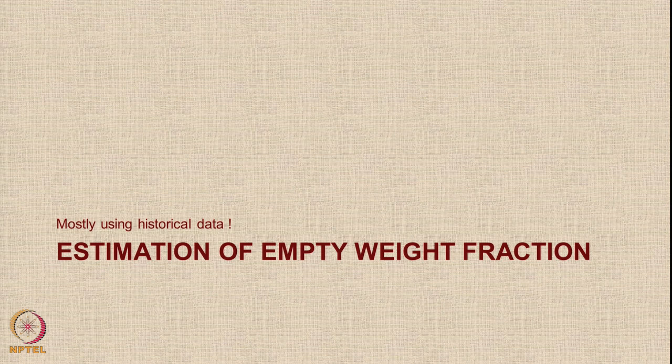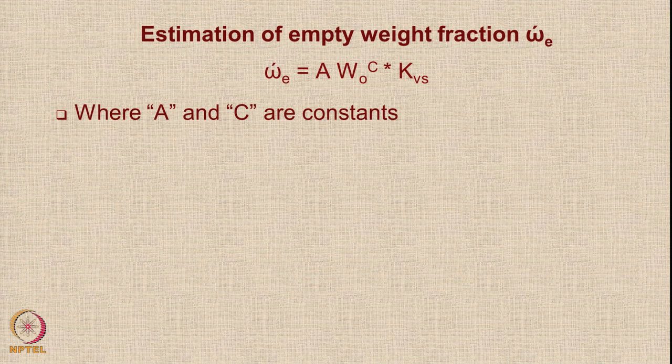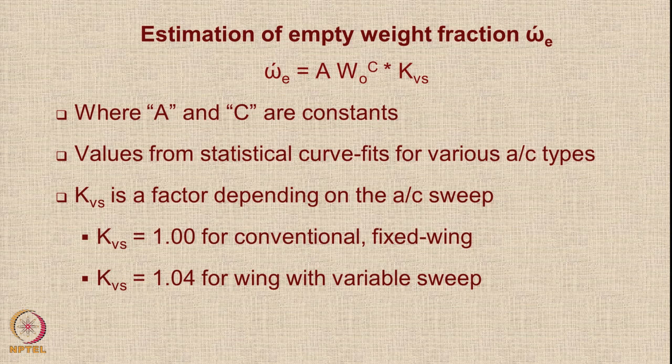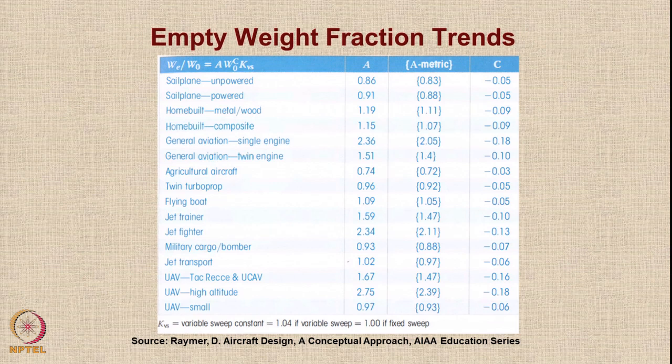So, let us start with the empty weight fraction, and mostly we do it using historical data. So, WE bar is assumed to be equal to A into W0 power C into KVS, where A and C are constants. These constants depend on the specific aircraft type. So, we obtain the values for these constants A and C from statistical curve fits for various aircraft types. And KVS is a factor that determines whether the aircraft has a variable sweep wing or a conventional sweep wing. In our case, we are assuming the wing to be conventional fixed wing, and therefore, we will assume KVS to be equal to 1.